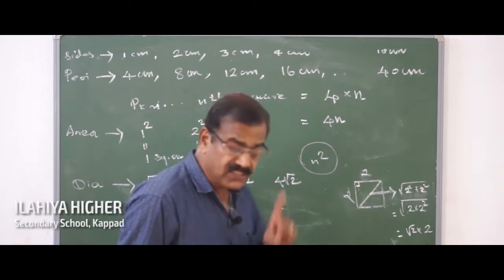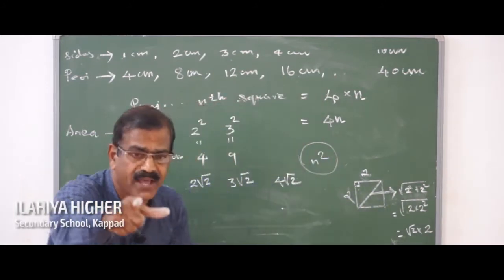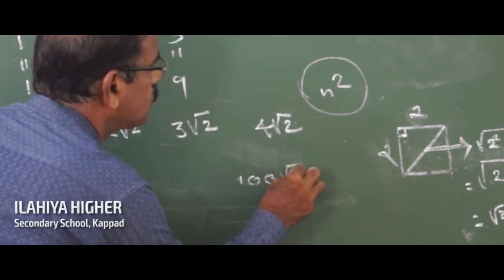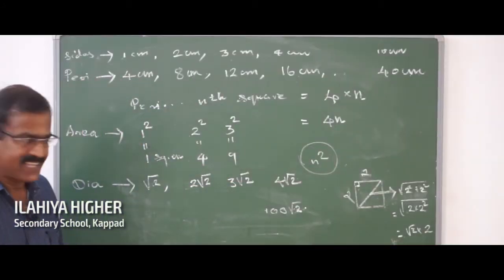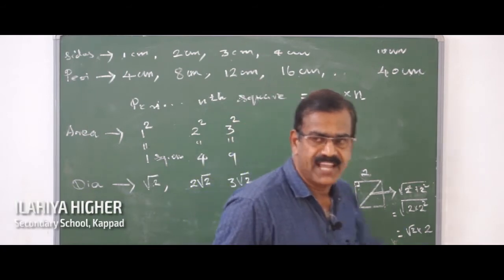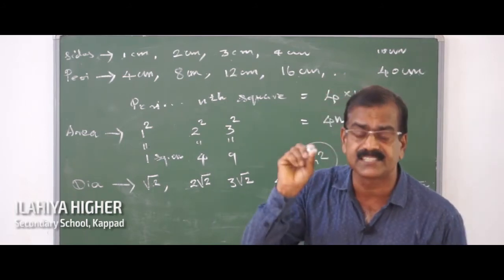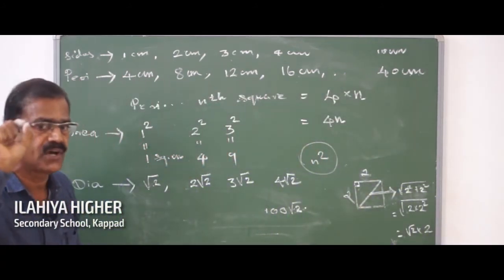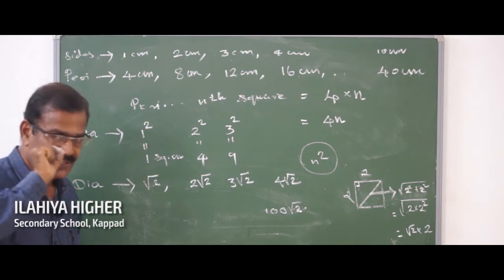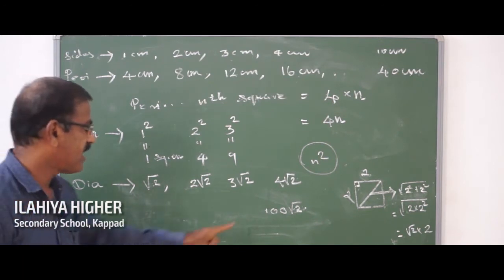See, root 2, 2 root 2, 3 root 2, 4 root 2. So what is the length of the diagonal of the 100th square? Can you predict? Yes, you are correct. It is 100 root 2, because the length of one side of the 100th square is 100. So again applying Pythagoras theorem, we get root of 100 square plus 100 square, which is root of 2 times 100 square. It is root of 2 into root of 100 square. Root of 100 square is 100. So 100 root 2.